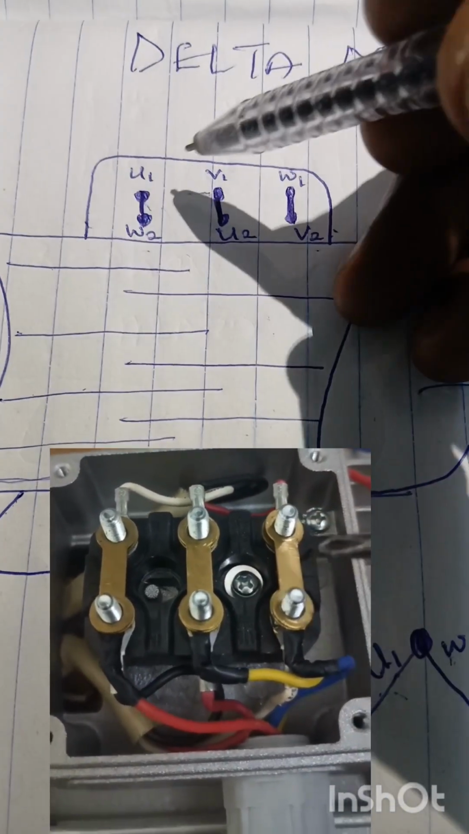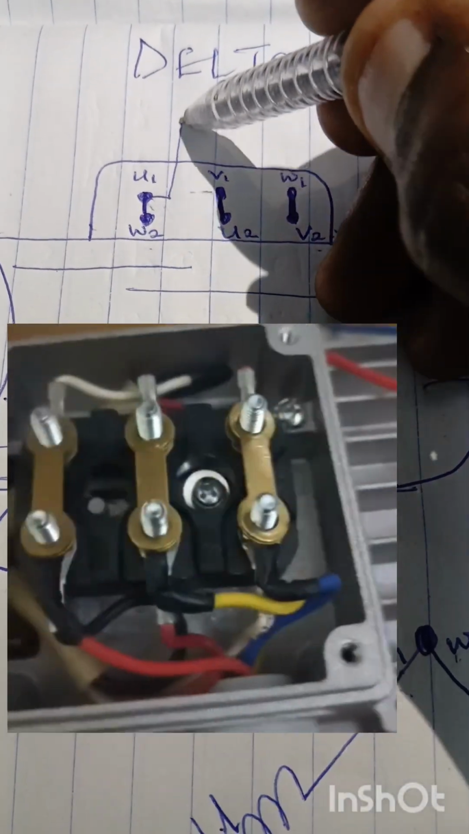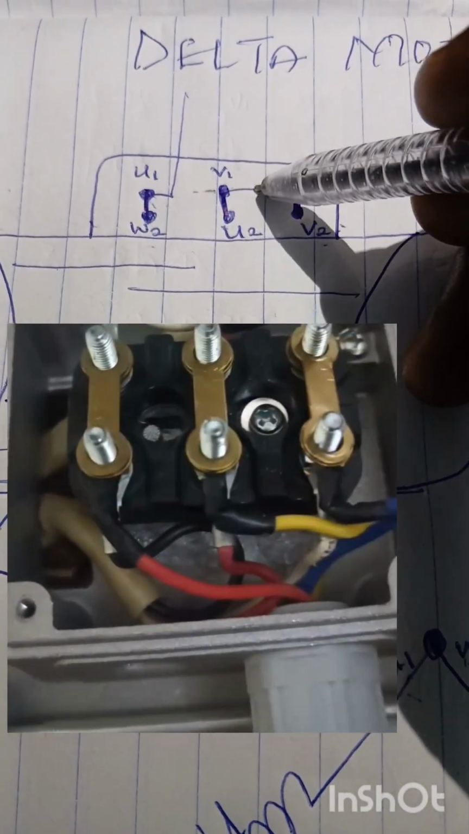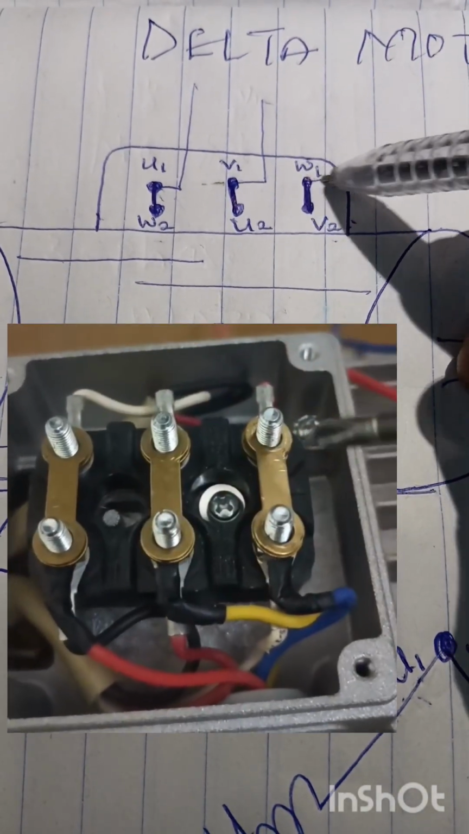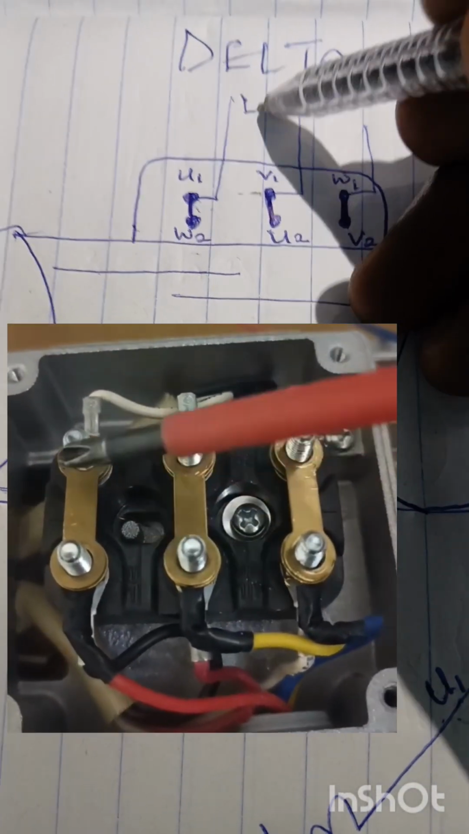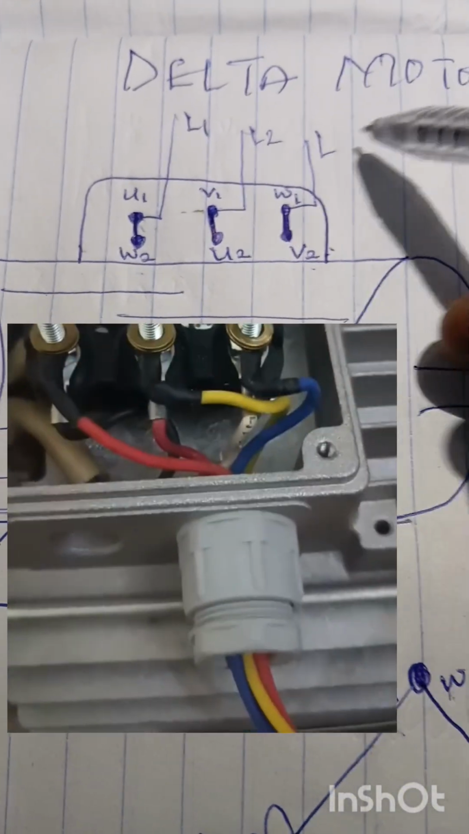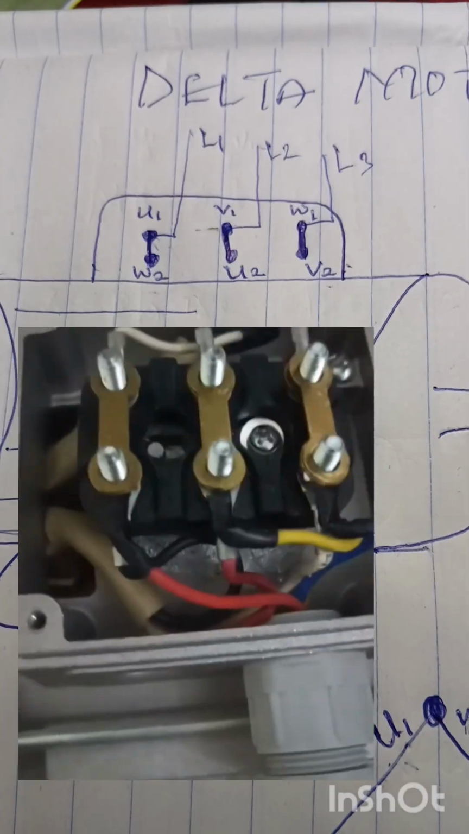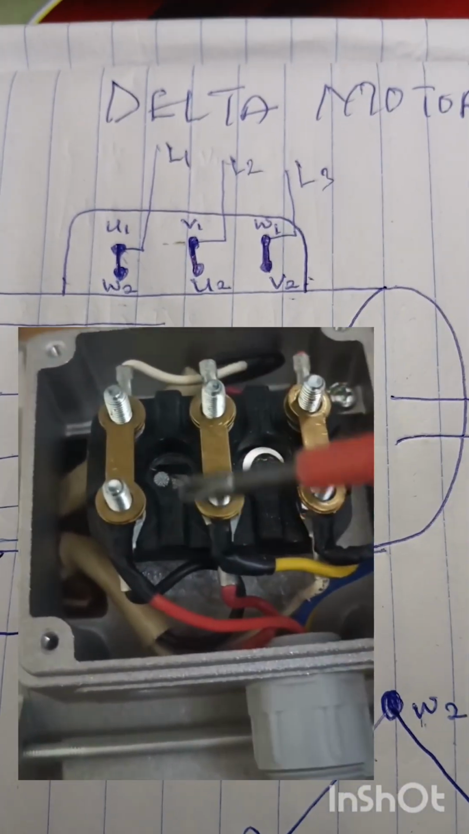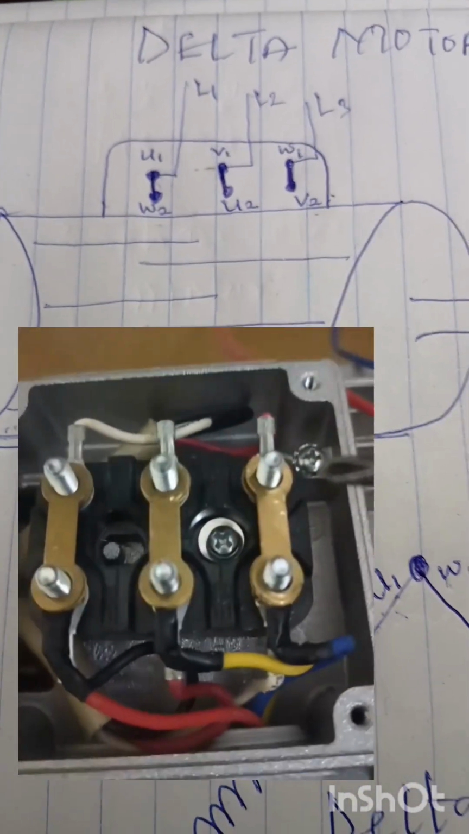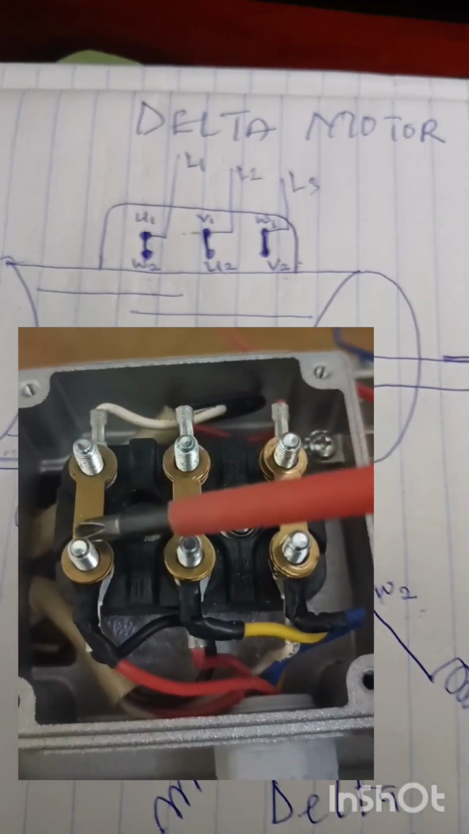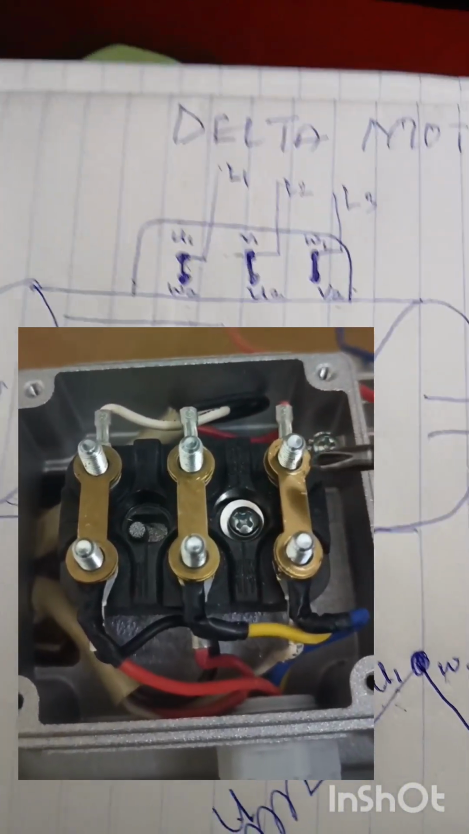So in this case, you can now connect your electric motor to the 3-phase power supply. Connect line 1 here, line 2 here, and line 3 here. So that is how to configure our 3-phase electric motor terminals in delta connection.